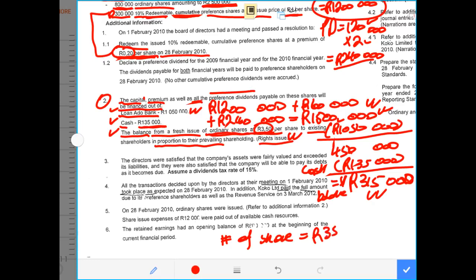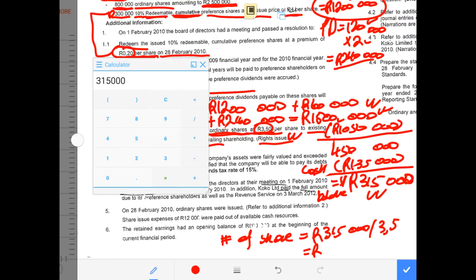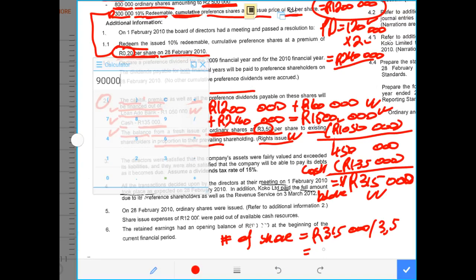Therefore, now we know the capital is 315,000. Then we say 315,000, we divide that by 3 Rand 50 cents. And the minute we do that, this will give us the number of shares that need to be issued in order to get to the capital of 315,000. 315,000 divided by 3 Rand 50 will give us 90,000 shares.